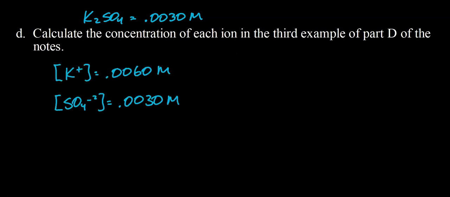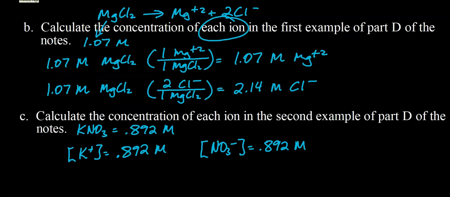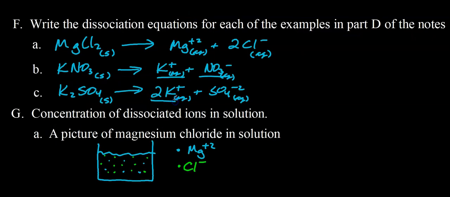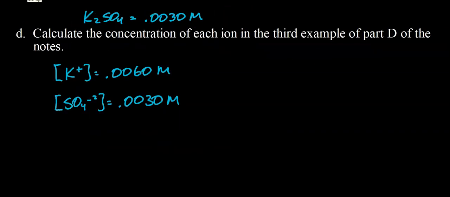Going back to our balanced dissociation equation for potassium sulfate, we see there's 2 moles of potassium ions for every 1 mole of potassium sulfate that dissolves, 1 mole of sulfate ions for every 1 mole of potassium sulfate that dissolves. And again, I did not show the work, but you need to show the work. Concentration of potassium ions is 0.0060 molar, and concentration of the sulfate ions is 0.0030 molar. All right, that concludes this lesson.